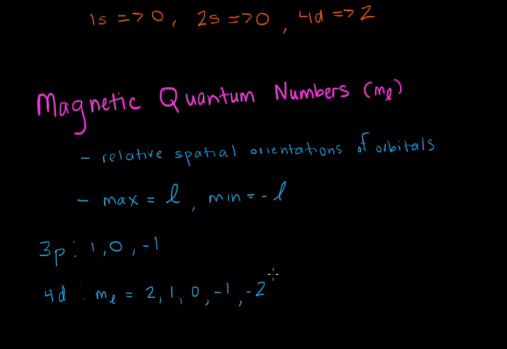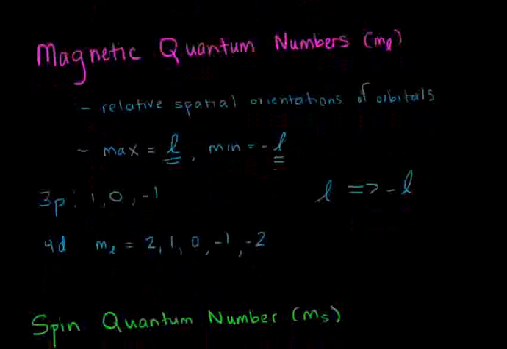And the way we determine this, we take L, we set that as our max, we take negative L, we make that our minimum, and then we move by integers, we just count backwards from L to negative L. So it's from L to negative L and all the whole numbers in between.